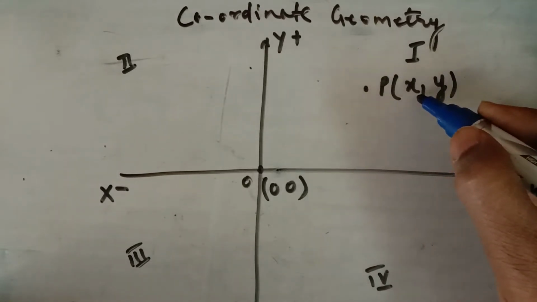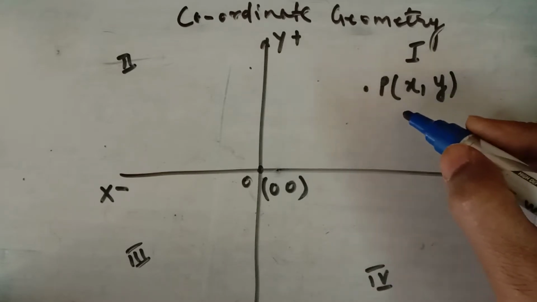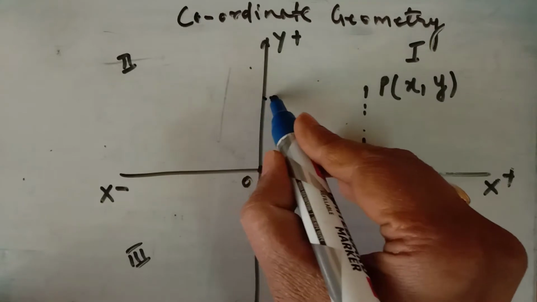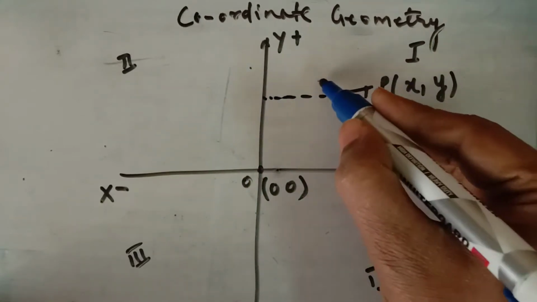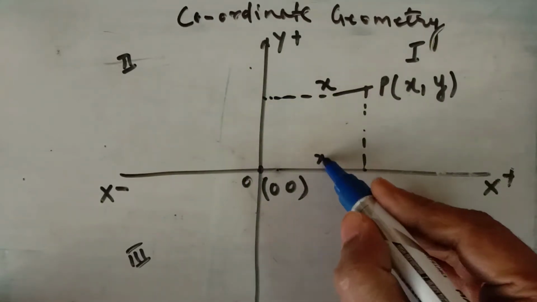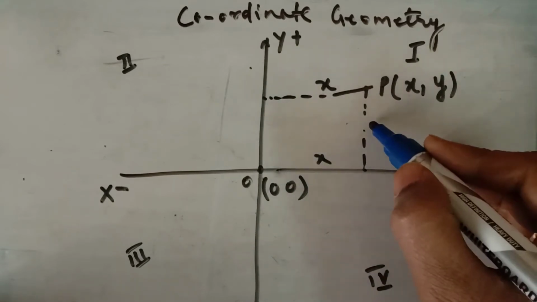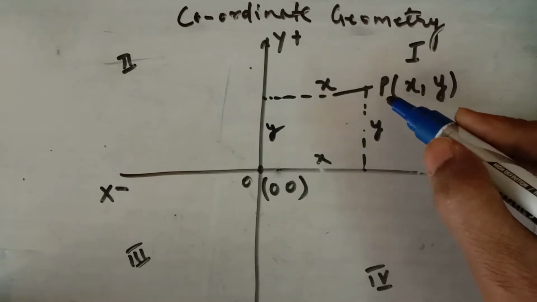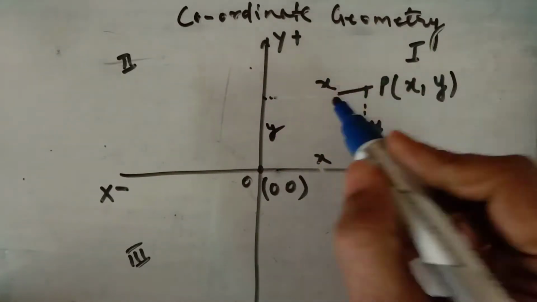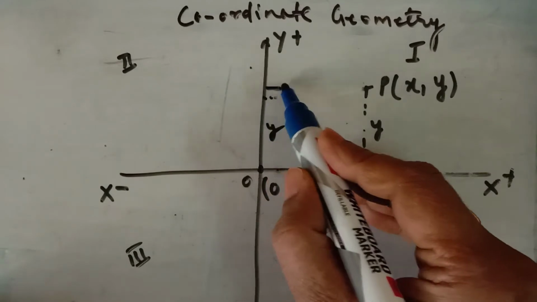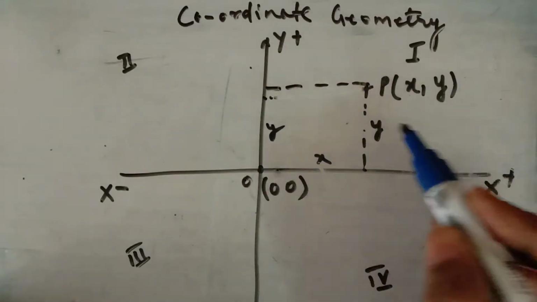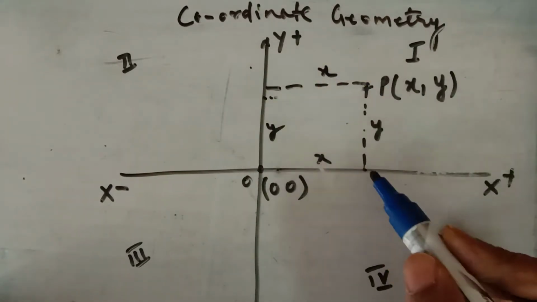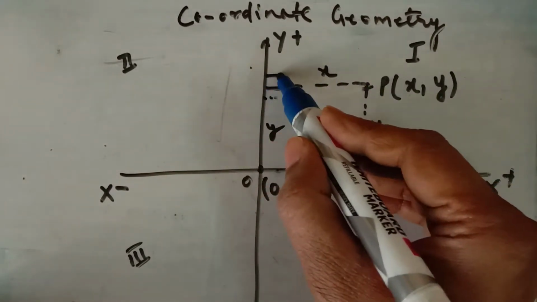And what does this x denote? X denotes the distance of this point from the y-axis. Be very careful. The x coordinate denotes its distance from the y-axis, and the y coordinate denotes its distance from the x-axis. So for any point in the rectangular coordinate system, the x coordinate denotes its distance from the y-axis and the y coordinate denotes its distance from the x-axis, and distance is always perpendicular.